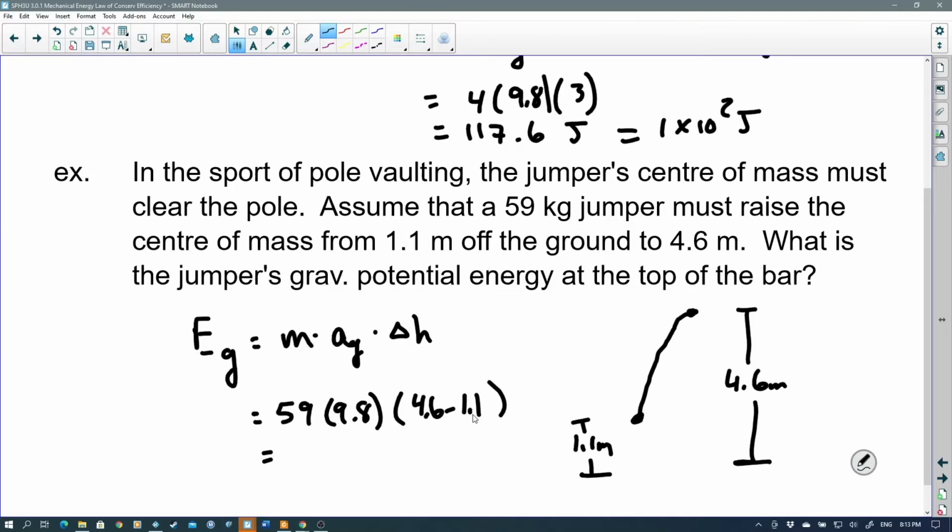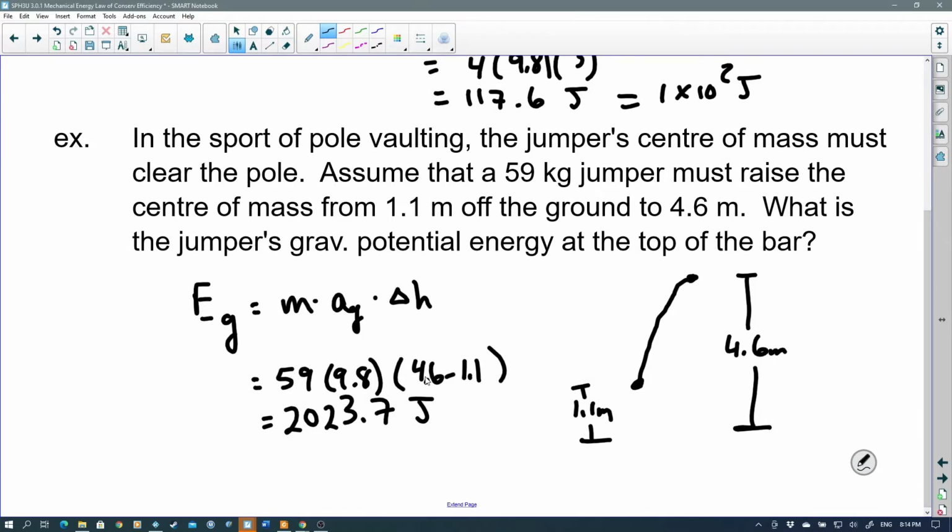And the answer is going to be 2023.7 joules. And again, looking at our significant digits, we have basically two significant digits. Even though we have a subtraction here, remember when you're subtracting values, it's the number of decimal places that's important. Well, both of these numbers have one decimal place. So they would round off to one decimal place, which would make it still have two significant digits. Everything has two significant digits. So our answer here would be approximately 2.0 times 10 to the 3 joules.